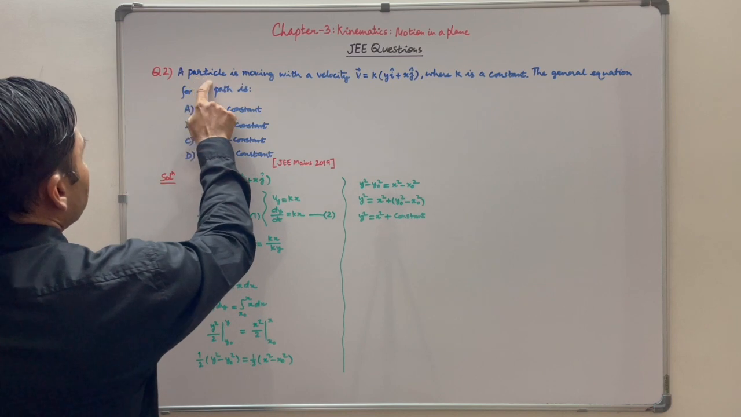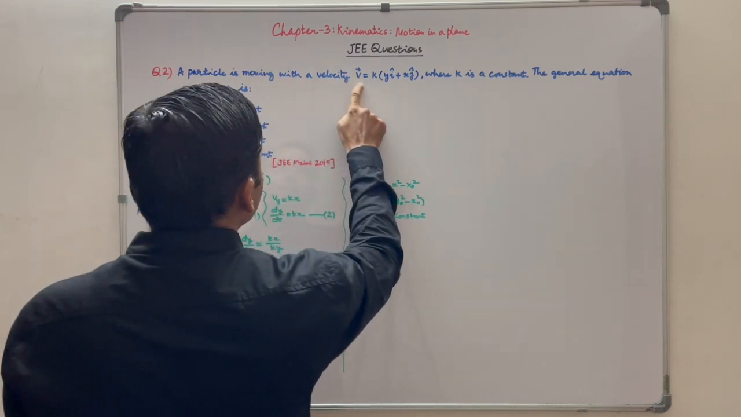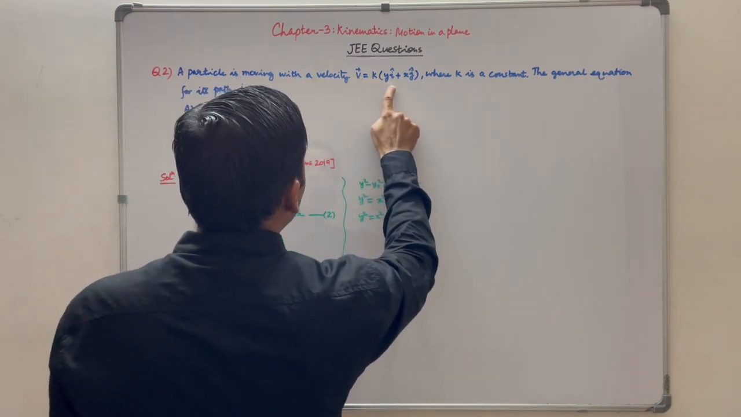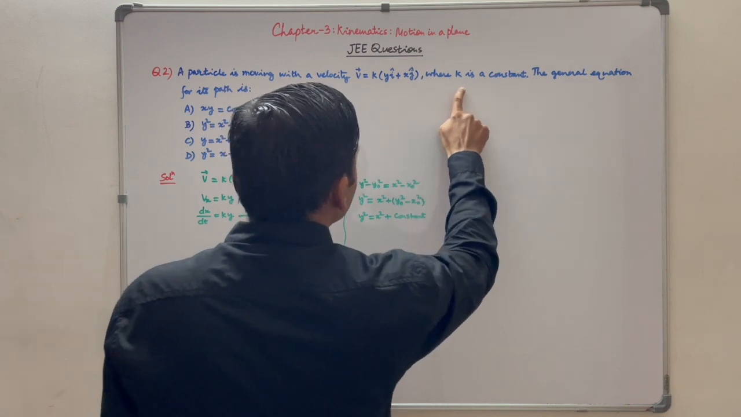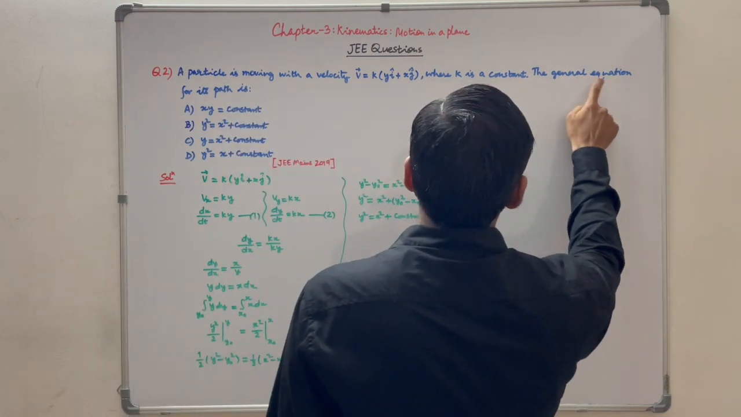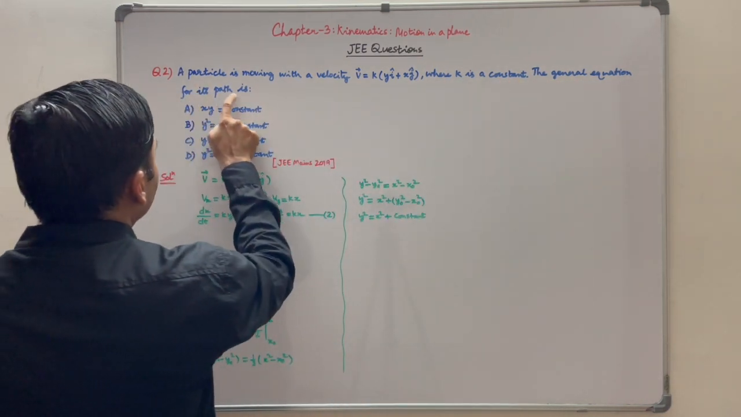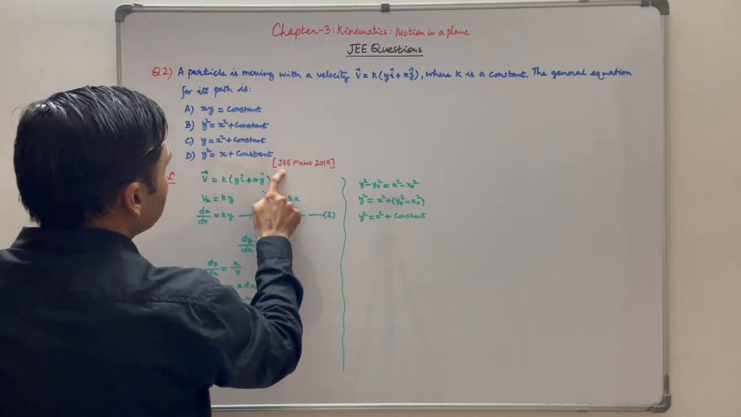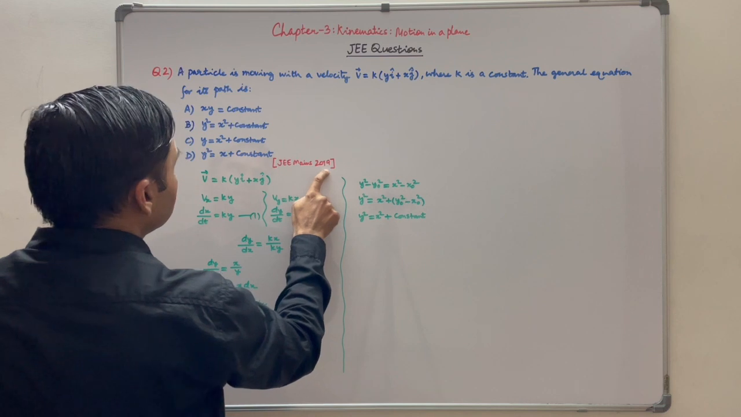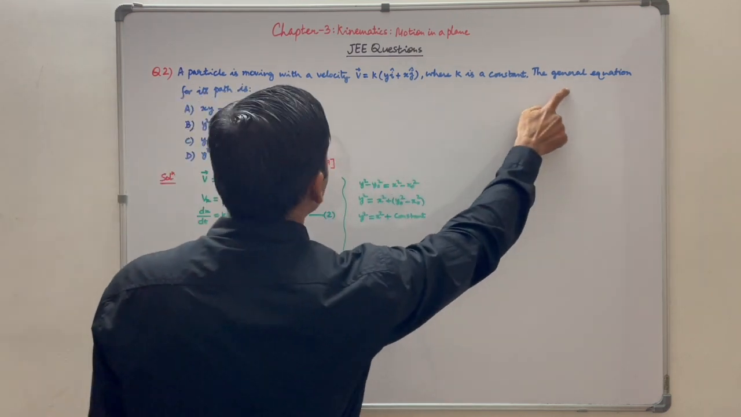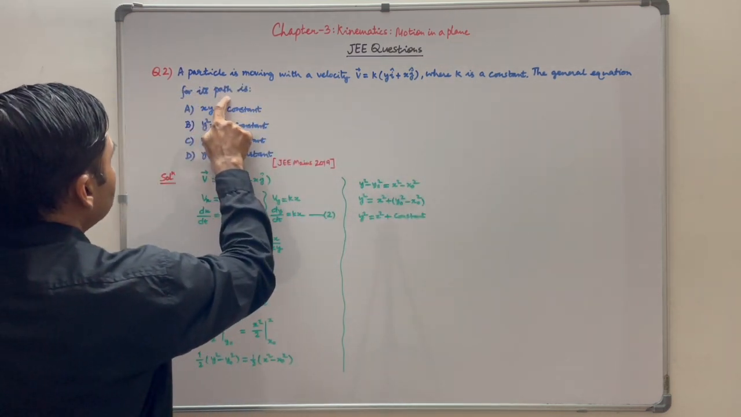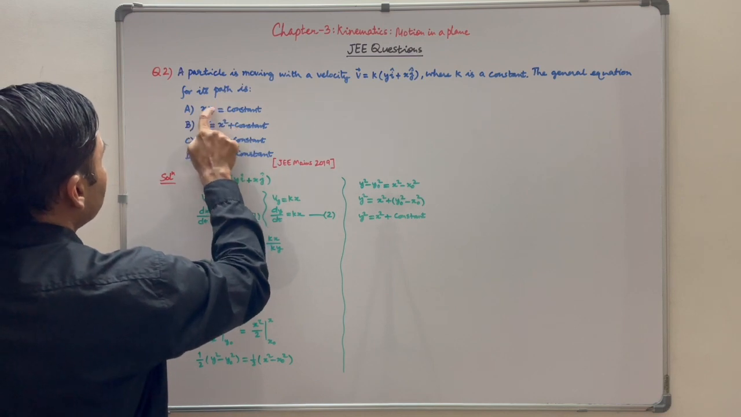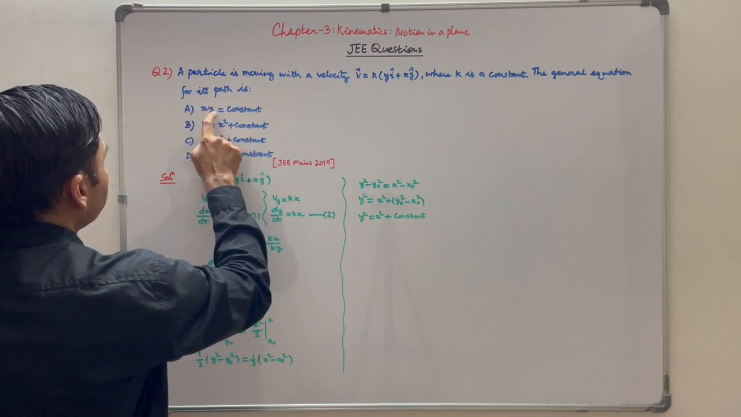Second question: a particle is moving with a velocity v equal to k times (yi plus xj), where k is a constant. The general equation for its path is. These are the options given. This question appeared in JEE Mains 2019. We have to find out the general equation for its path, meaning a relation in x and y independent of time.